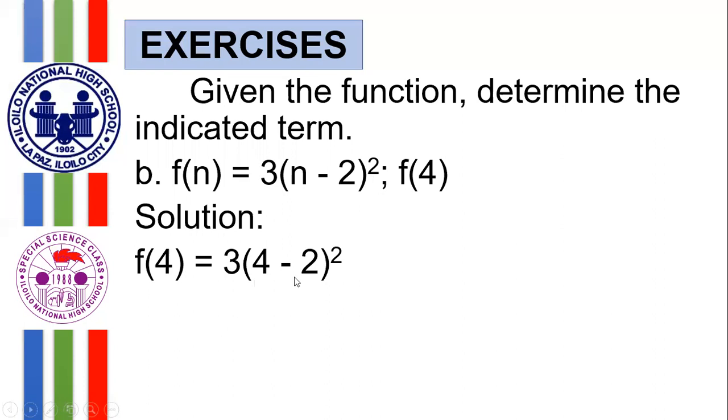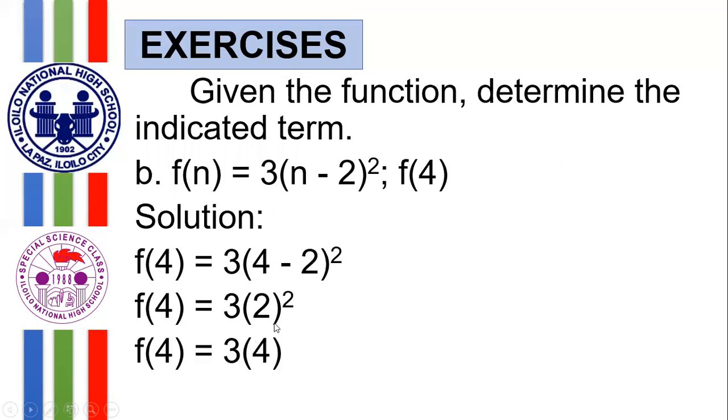4 minus 2 is 2. And we have 3 times 2 squared. 2 squared is 4. So we have f of 4 equals 3 times 4, which simplifies to 12. Hence, the fourth term of this sequence is 12.